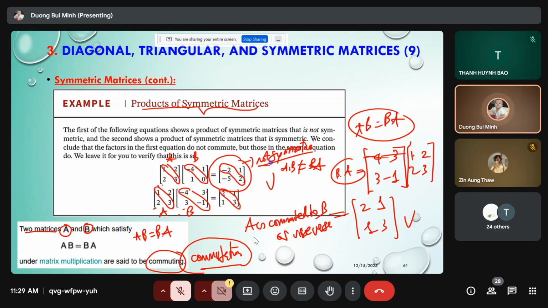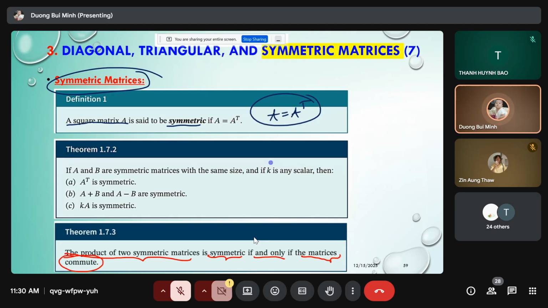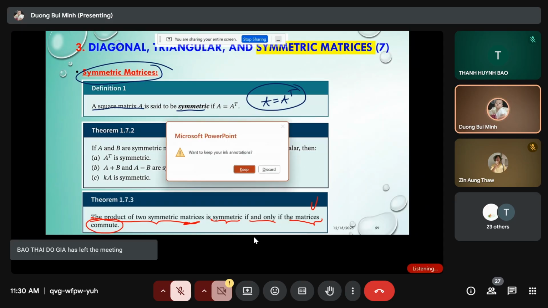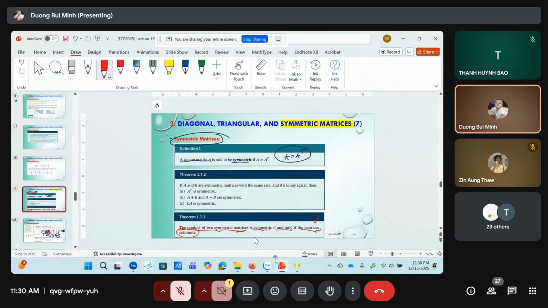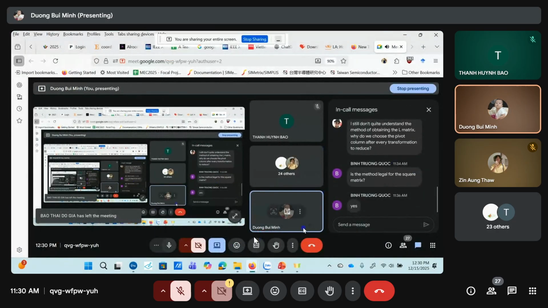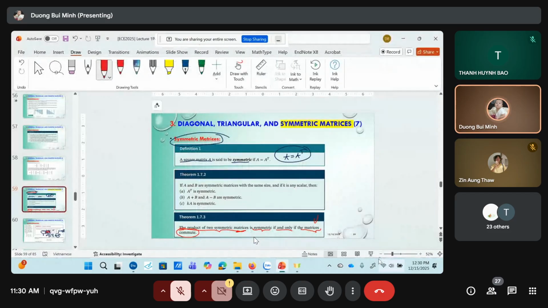So this example demonstrates the theorem: the product of two symmetric matrices is symmetric if and only if the matrices commute. Any questions so far? Okay.